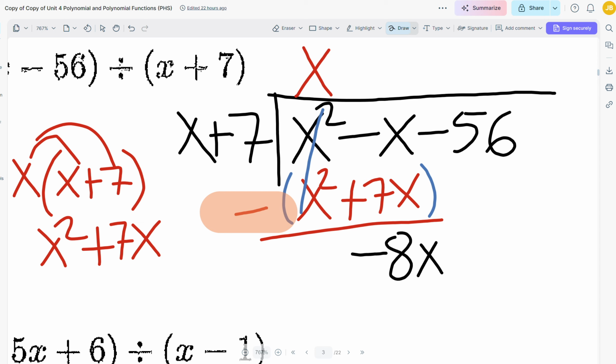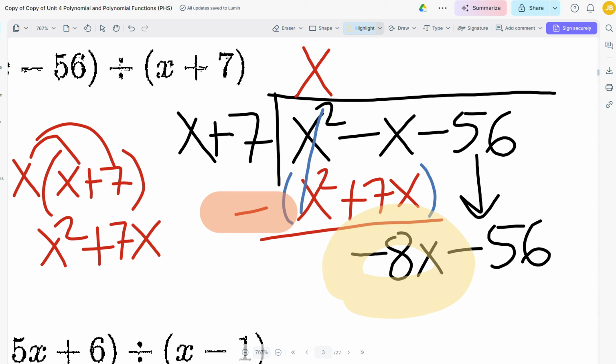So the next step is to bring down the last number we have, which was a 56. So we're going to bring it down. And I have to make sure you be, again, mindful, careful. It's a negative 56, so let's go ahead and bring down the minus 56. And now what we're trying to focus on is this negative 8x. And what I want to do is make this x into a negative 8x. Well, how am I going to do that? I'm going to erase this off to the side.